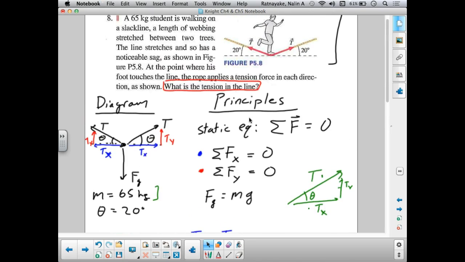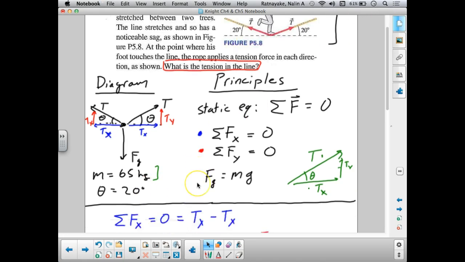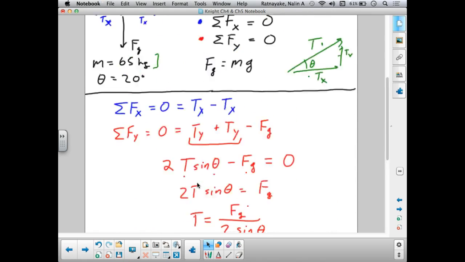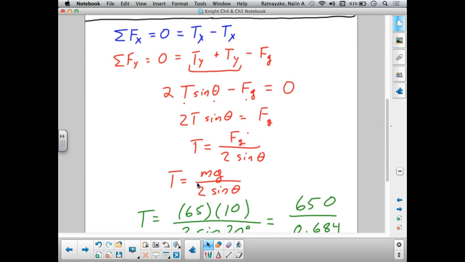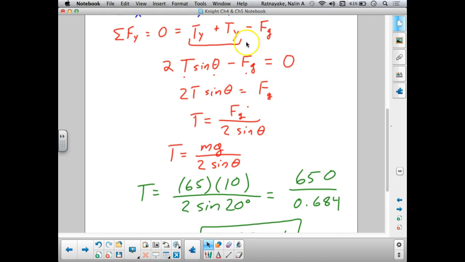Right there, at this point, the physics ends. Everything above this point is the physics. Okay, if you can't do that, that is the actual most important part of the problem. Because once we have this, everything else is just algebra. We can write our equations in both directions, horizontal and vertical. In this case, the vertical direction gave us the most useful information.